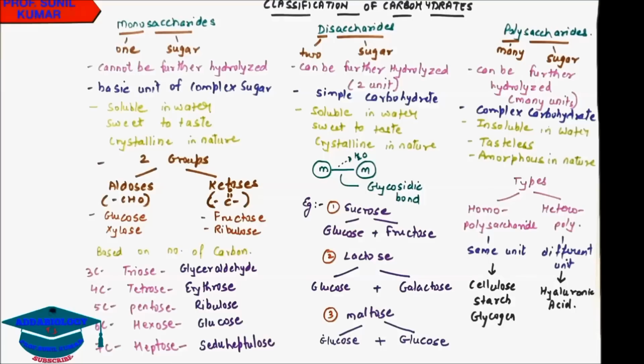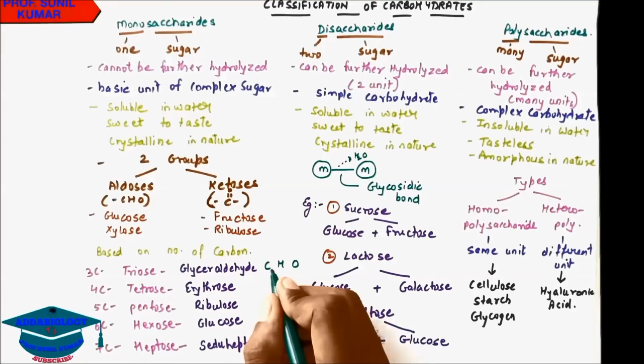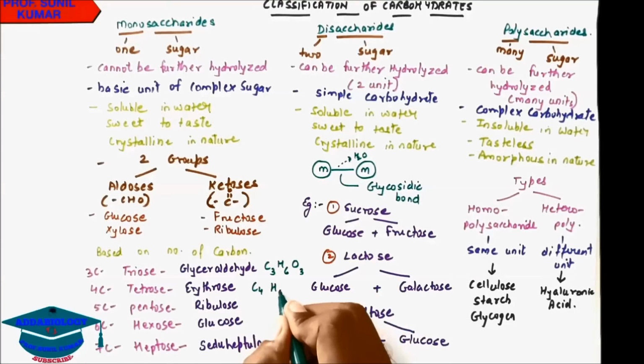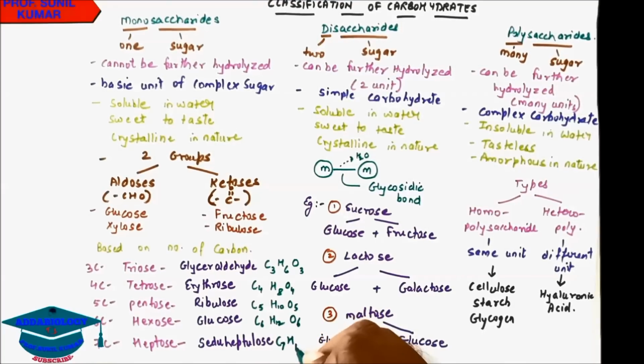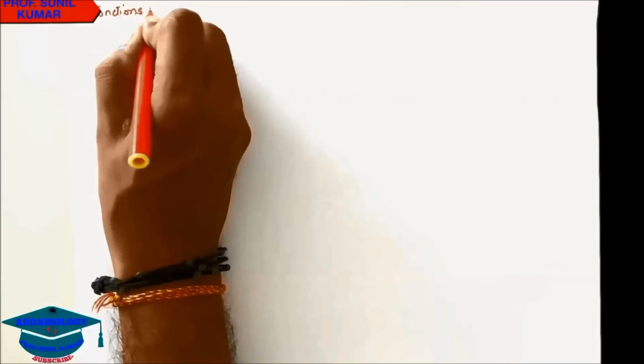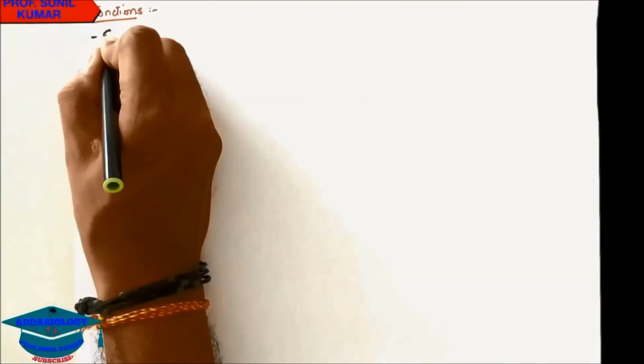How to write the formula? Just remember the carbon, hydrogen and oxygen. Carbon and oxygen are the same, but hydrogen is double. So it is C7H14O7.